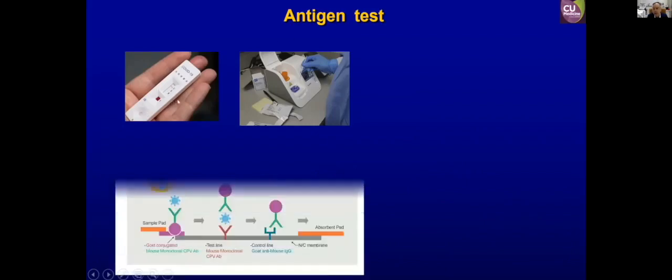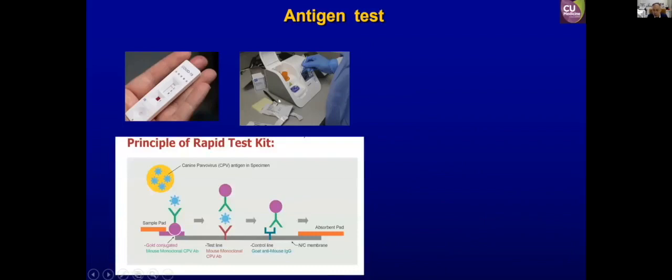Okay, antigen test is now getting more acceptance, and I will elaborate a little bit more. So you detect the protein of the virus using a small machine, or even without any machine. You just put a drop and then you can detect it. Basically, the principle is that you need to have an antibody that can recognize the protein of interest.